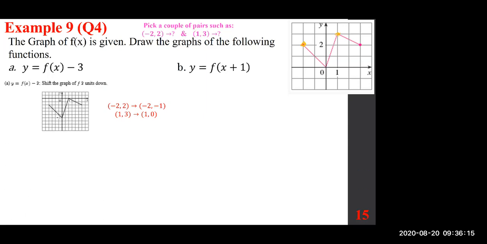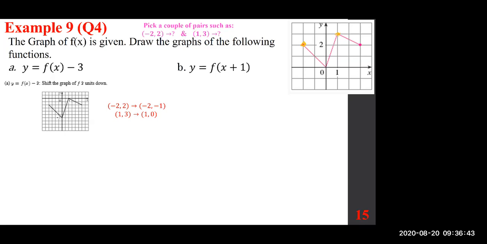You see the graph, class. You need a couple more points, but as long as you can do 2 points, you can do the rest of it. What happens to part B? F of x plus 1. That means we are shifting the graph 1 unit to the left. That's the meaning of it. So let's see what happens in that case.